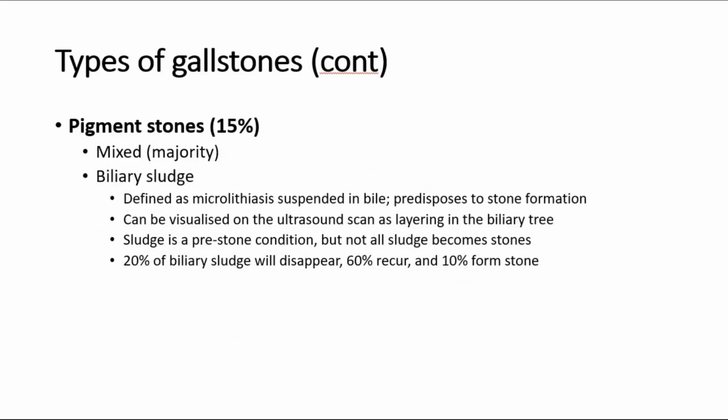Other two pigment stones are mixed and biliary sludge, which is defined as microlithiasis suspended in bile, predisposes to stone formation. Can be visualized on the ultrasound scan as layering in the biliary tree. Sludge is a pre-stone condition, but not all sludge becomes stones.